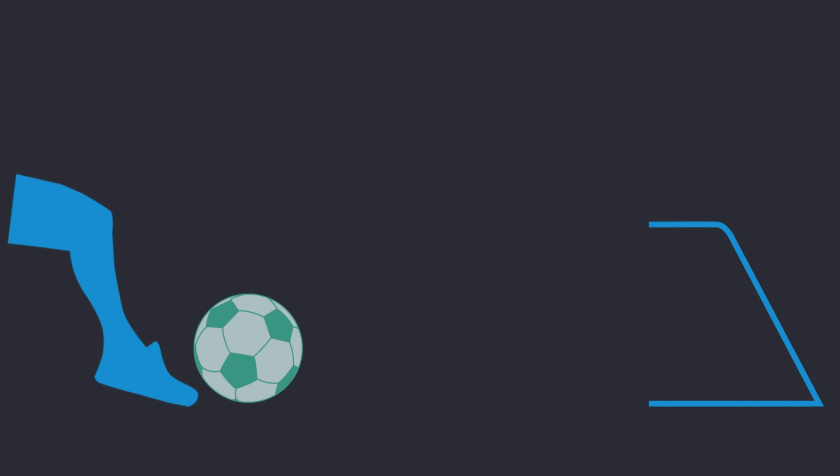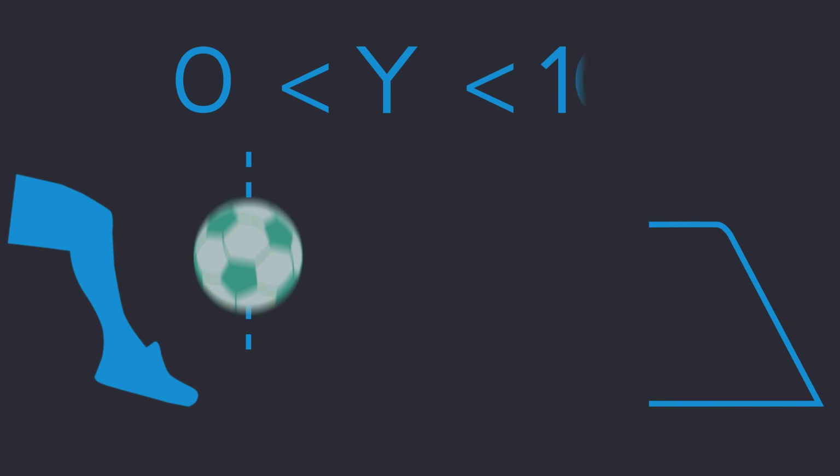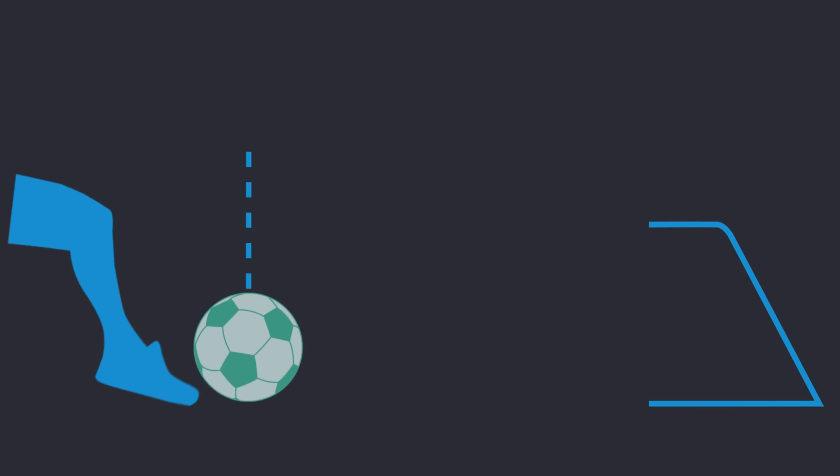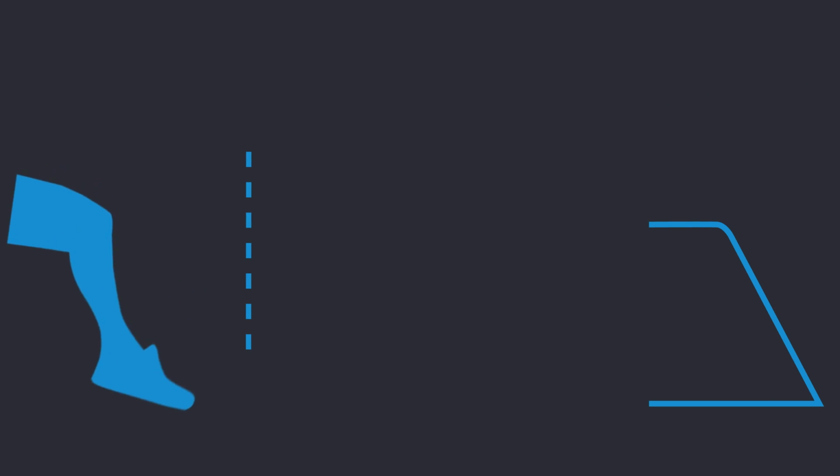Say you're doing a computation of kicking a soccer ball into a net. Let's say the only variable is the y position on the ball, and it can be 0 centimeters to 100 centimeters. With a regular computer, we would have to do one computation at 0 centimeters, then do another at 1 centimeter, and so on, one at a time.